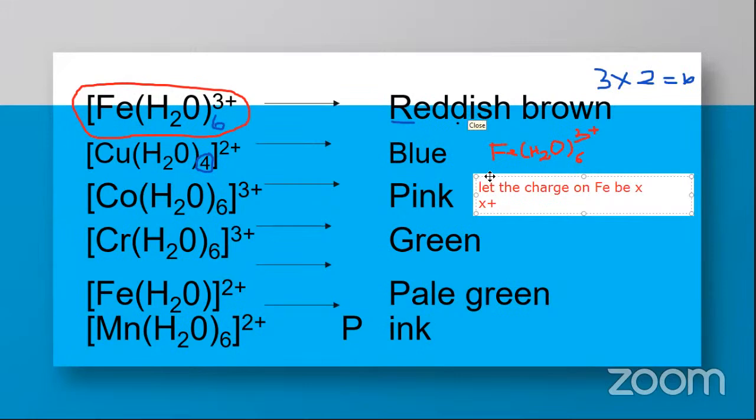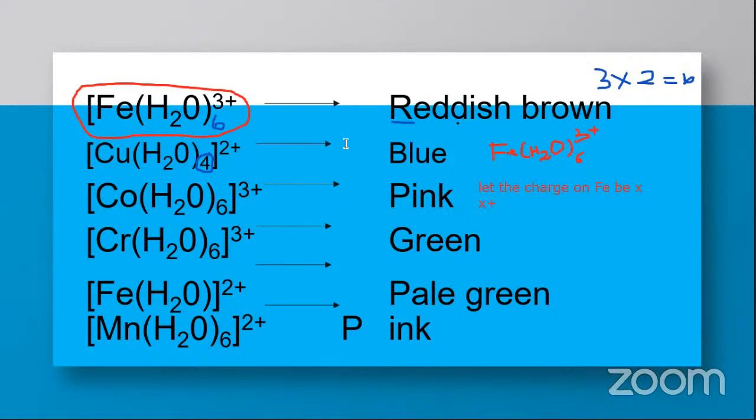What is the charge on water? Sorry? What is the charge on water? I'm seeing 3 plus. Not the charge on the water molecule, just water alone. This 3 plus is the overall charge, on the whole thing. So the charge on water is 0. Water is a neutral molecule. 0. Then equaling to the overall charge, which is 3.